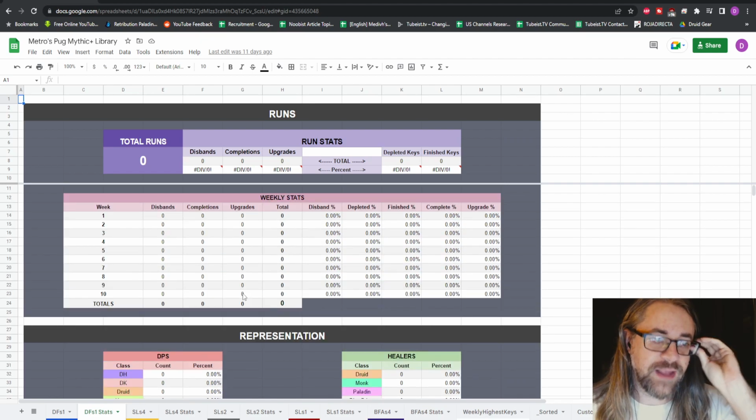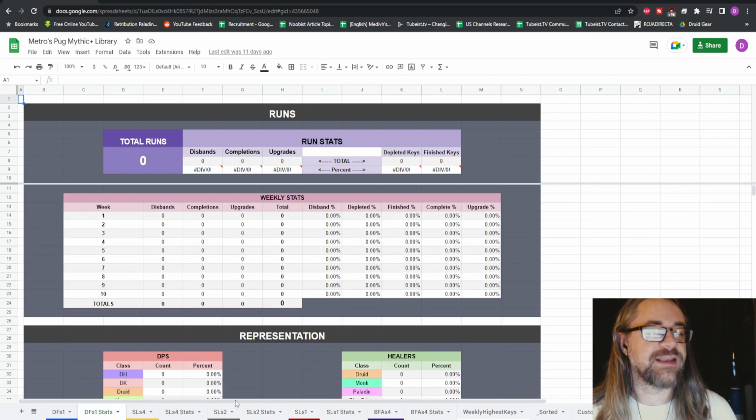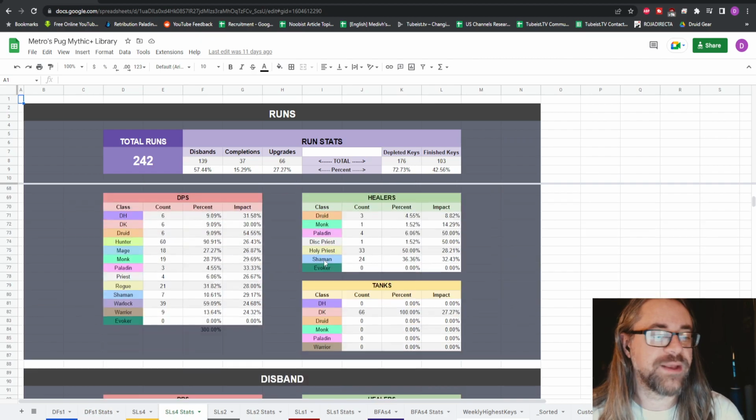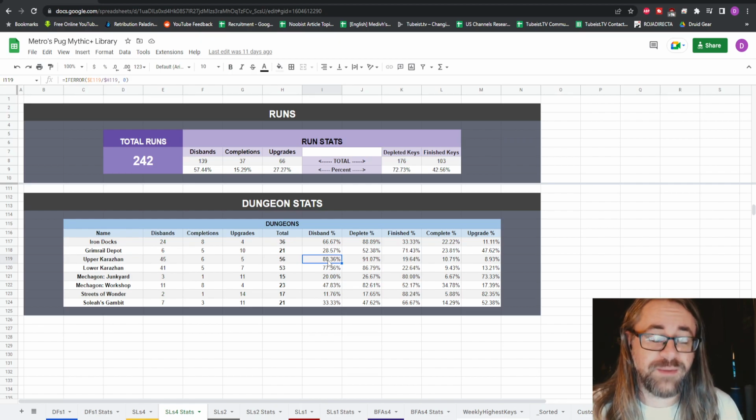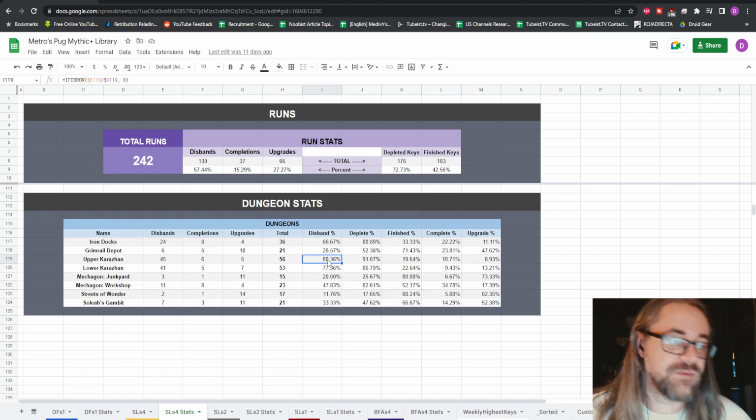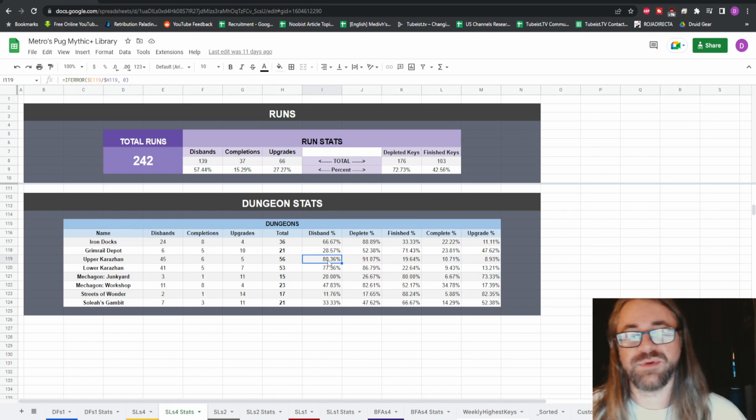So as soon as I start putting entries in, it will start updating. And then at the end of the season, we'll have something like this where we can see that we have an 80% disband rate in a single dungeon. You know what I mean? And if other people are documenting that, then I can compare my stats against yours, and we will know if something was up with me, something was up with you.